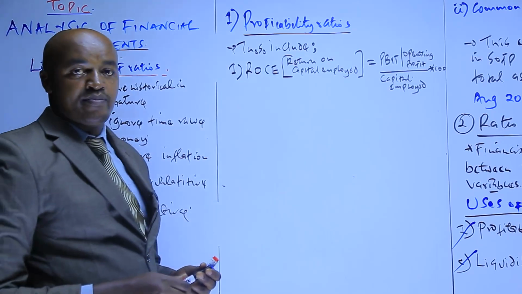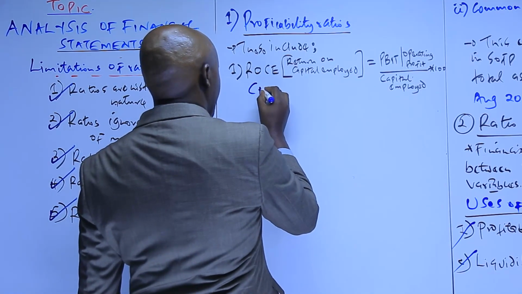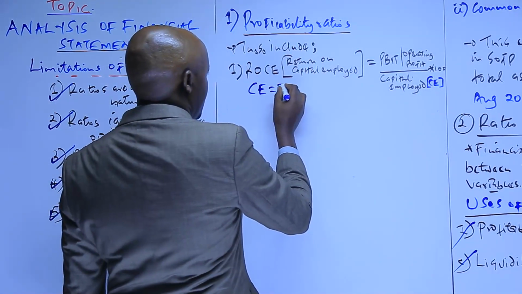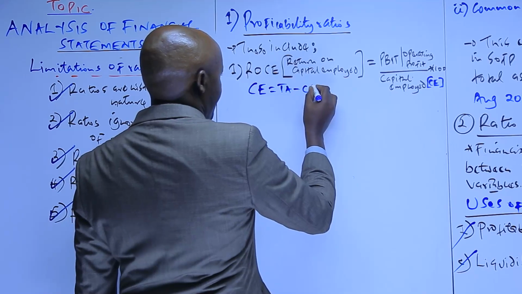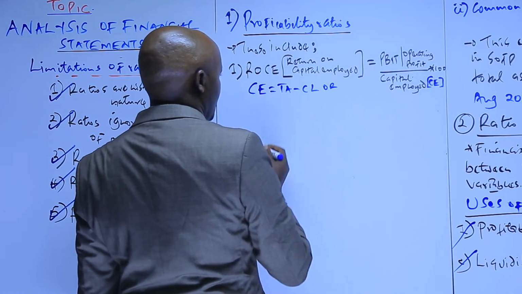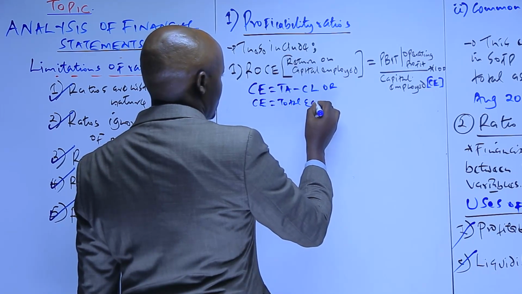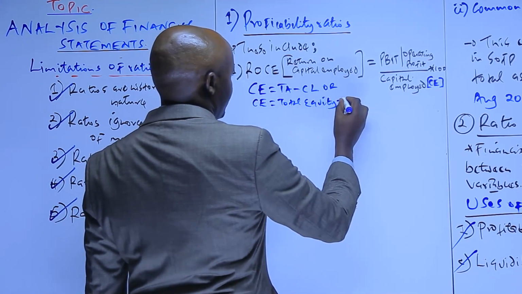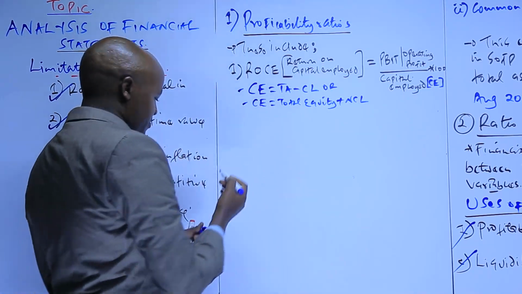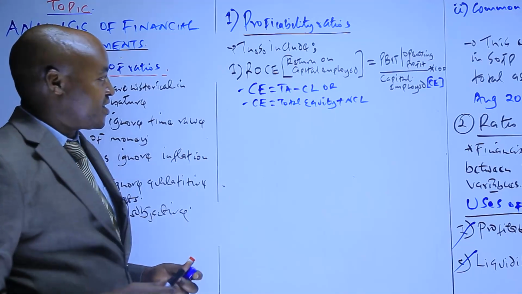So what is capital employed? We can abbreviate that as CE. This is computed by taking the total assets of the company minus current liabilities, or you can compute capital employed by taking total equity, which is the ordinary share capital plus reserves, plus non-current liabilities. It is important for you to remember those two formulas, because the formula you use always depends on the information the examiner has given you.